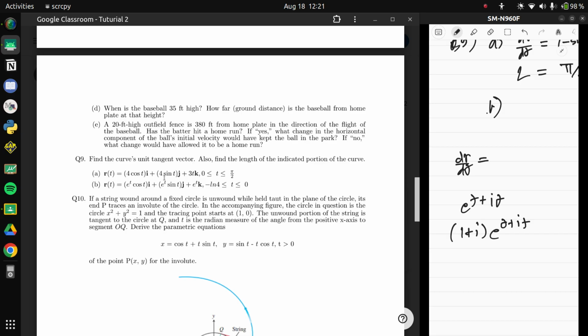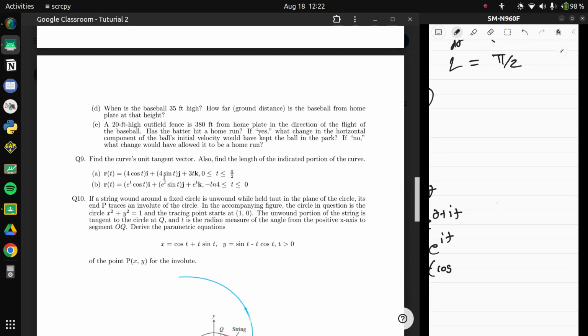Then the magnitude of that. So the e power t doesn't really matter, it's just 1 plus iota times e power iota t. So something like 1 plus iota. And then, okay, so divide by the magnitude. That's what I was saying.